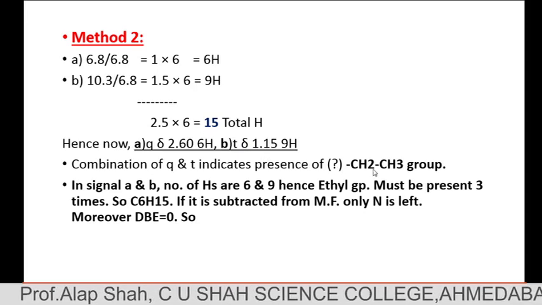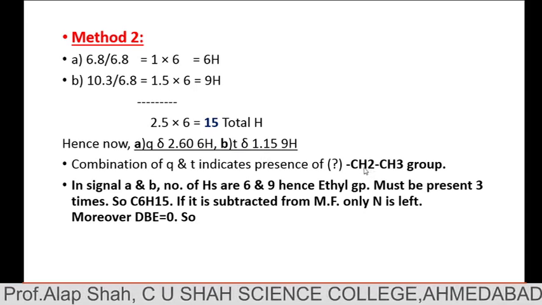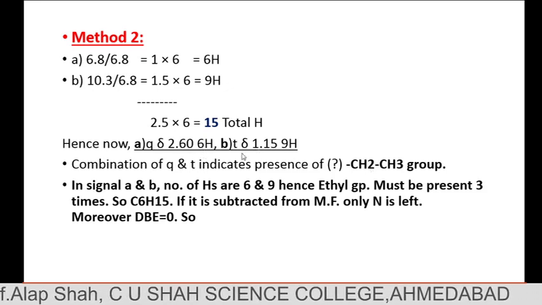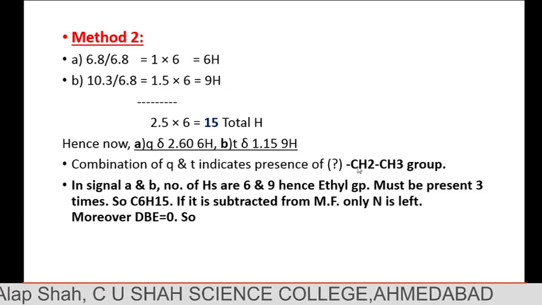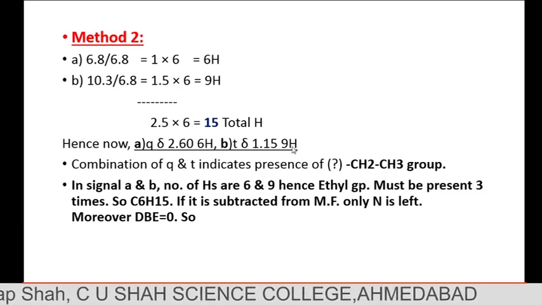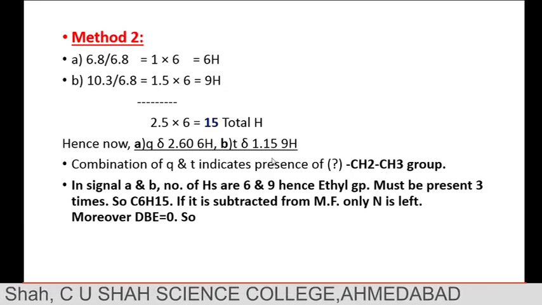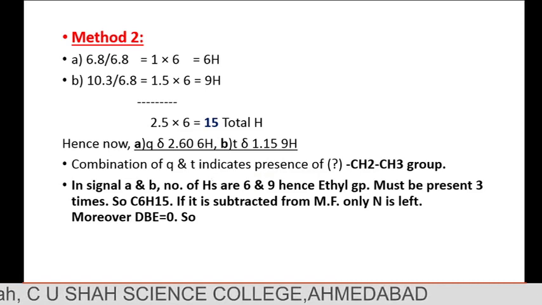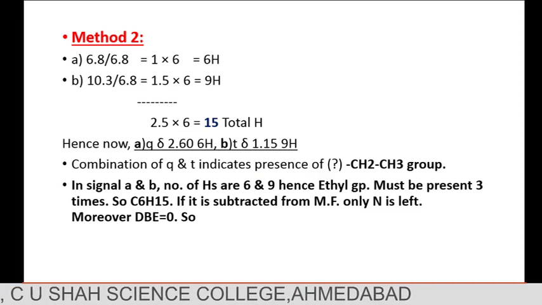In each ethyl group it is a quartet of 2H. Here it is given quartet of 6H, 3 times, and triplet of 3H. Here it is given triplet of 9H, again 3 times. So friends, we can say that this ethyl group must be present 3 times in the structure.